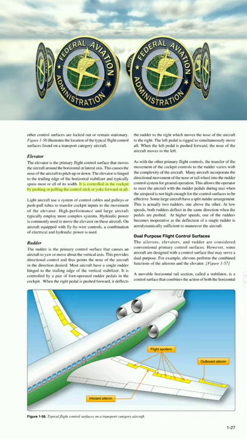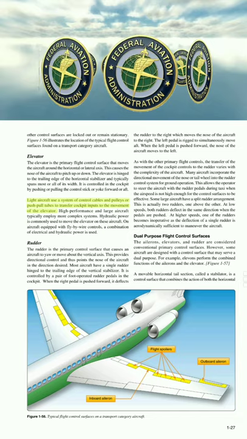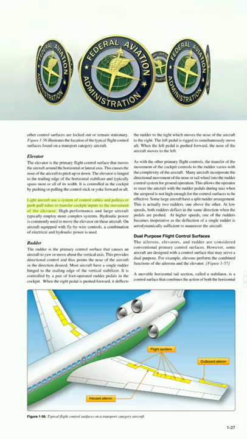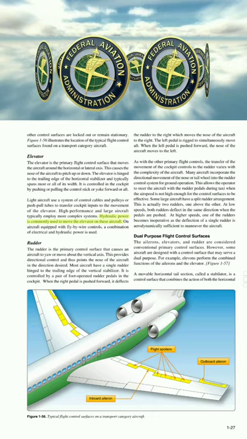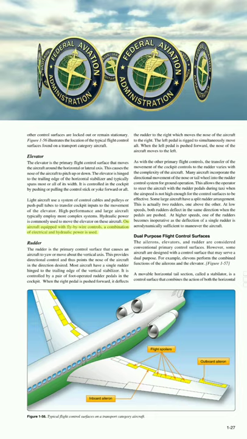Light aircraft use a system of control cables and pulleys or push-pull tubes to transfer cockpit inputs to the movement of the elevator. High performance and large aircraft typically employ more complex systems. Hydraulic power is commonly used to move the elevator on these aircraft. On aircraft equipped with fly-by-wire controls, a combination of electrical and hydraulic power is used.